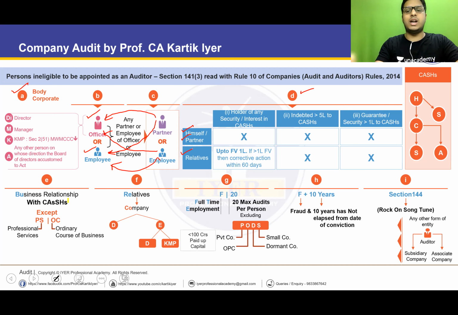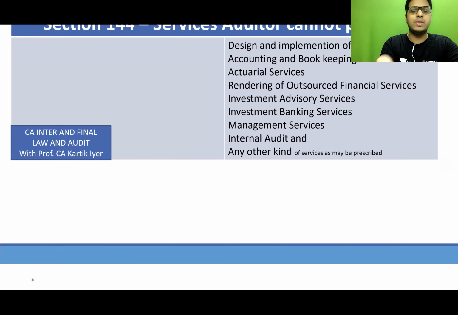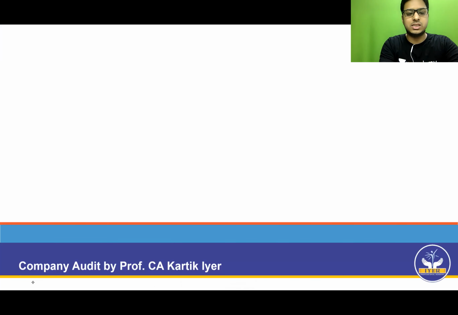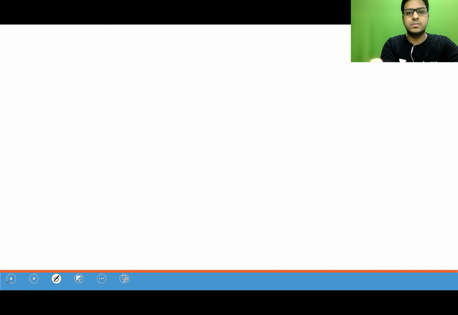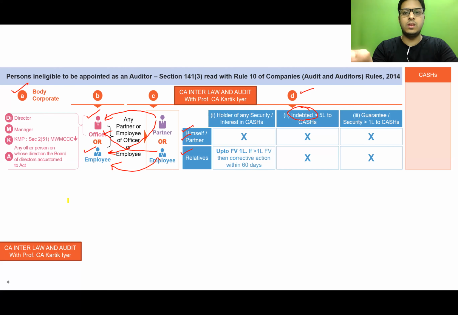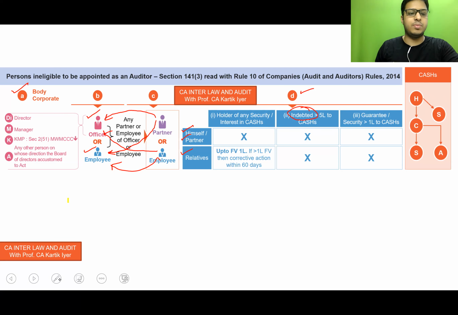Now let's look into this part, understand. When I say indebted, what does it mean? Let's take this simple example here. That completes clause D. Now in this cash S, you should always remember it is company, associate company, subsidiary company, holding company, and subsidiary of such holding company.